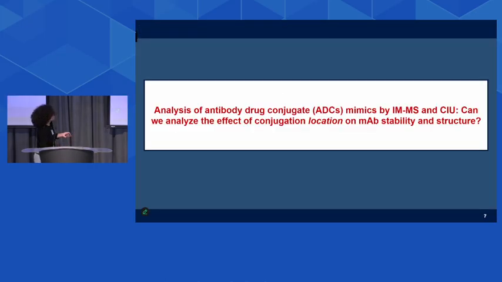So the first project that I'm going to talk about is the analysis of antibody-drug conjugate mimics by ion mobility and CIU. Specifically, can we analyze the effect of conjugation location on mass stability and structure?